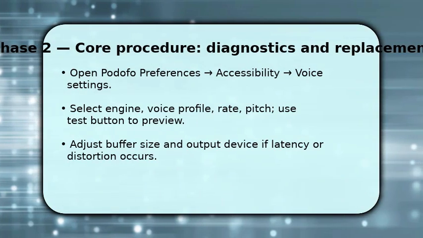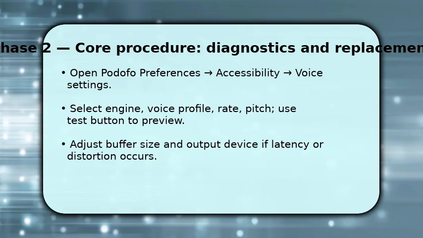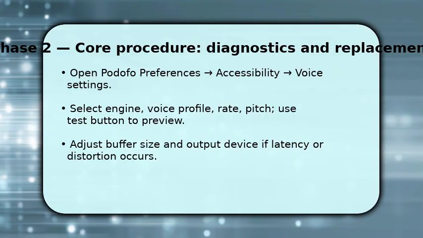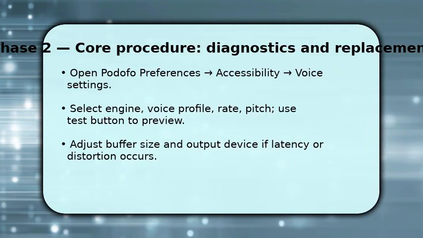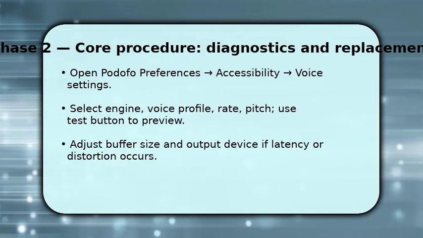Now open Podofo preferences and go straight to accessibility, then voice settings, because configuration must be precise. Select your installed engine and pick a voice profile. You control how natural it sounds by adjusting rate and pitch, so tweak those while using the test button.